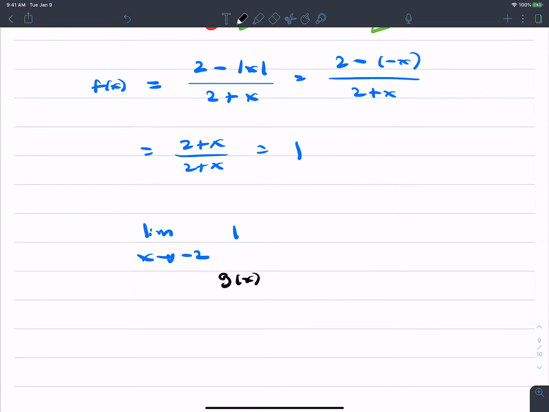And the answer is yes. You guys know what the limit of a constant is. It's actually 1. It's the constant. So this is how we handle an absolute value question of such. It's an interesting absolute value question. But I want to go back and use something like that to show that to you guys.